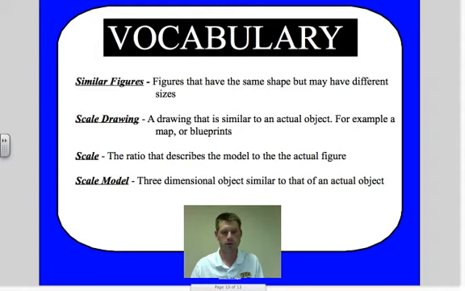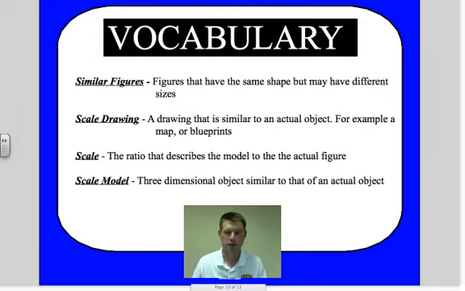The first thing we need to talk about is scale drawings, what the definition is. It's a drawing that is similar to the actual object. For example, we use maps and blueprints. We don't write on paper the actual size of the building, but we'll just make measurements. So 1 inch is equal to this. On a map, there might be 1 inch is 100 miles. We can't actually put the actual distance. We have to use scale drawings.